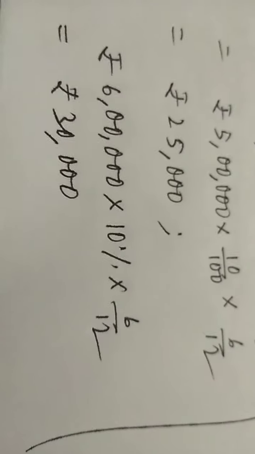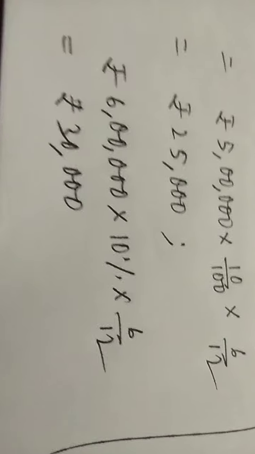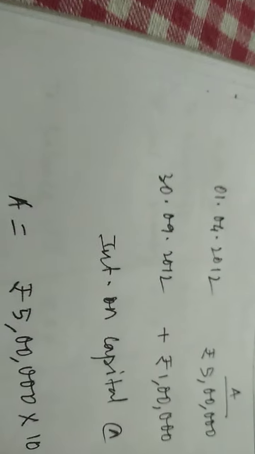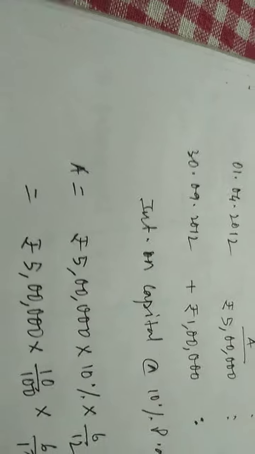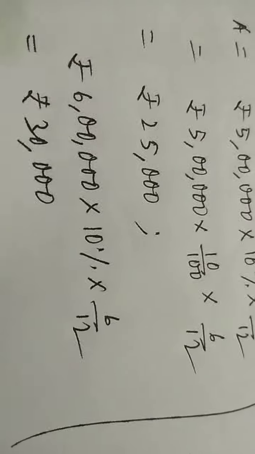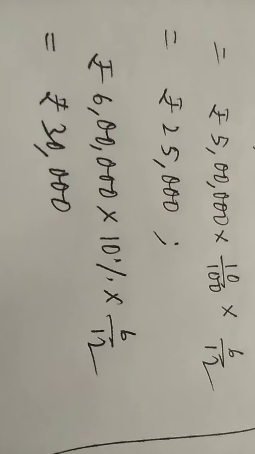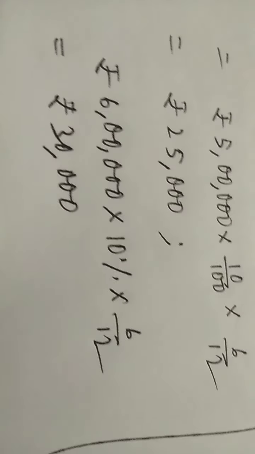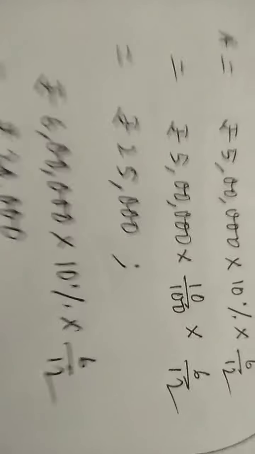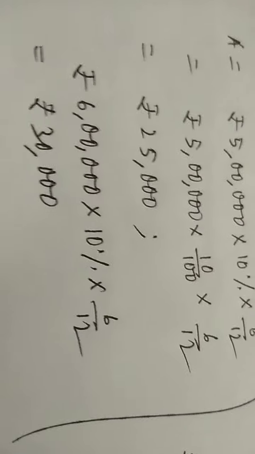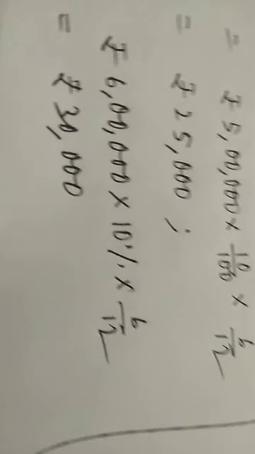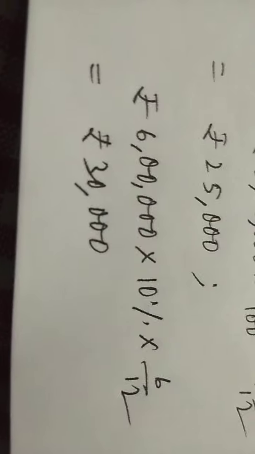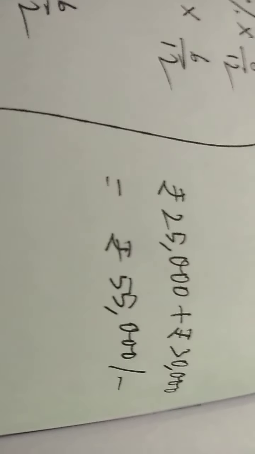Now after the period of 6 months, what is the number of months remaining in that year? 6 months have elapsed, and 6 more months remain, from 30th September 2012 to 31st March 2013. For the remaining 6 months the capital is 6 lakh now. 6 lakh into 10% into 6 by 12 will give rupees 30,000. The capital was 5 lakh, and after the addition of 1 lakh it becomes 6 lakh. So the total interest provided to A will be 25,000 plus 30,000, that is 55,000 for A.